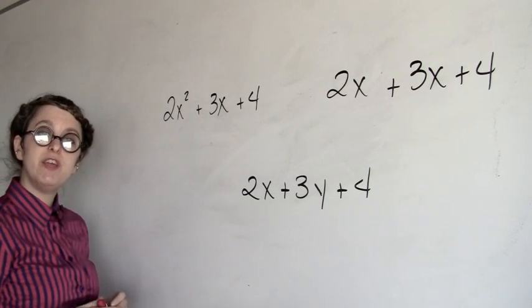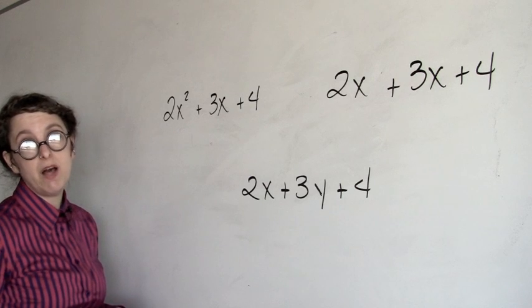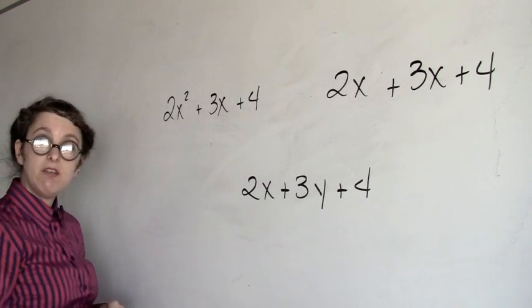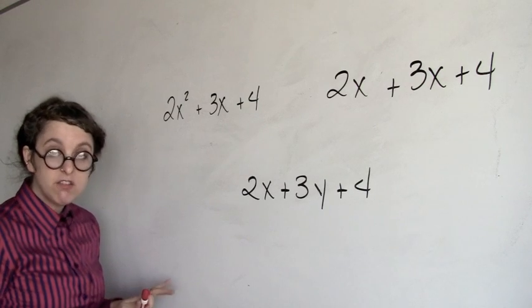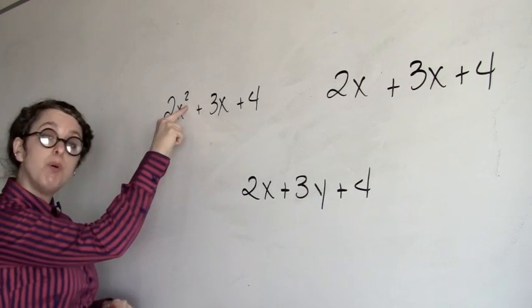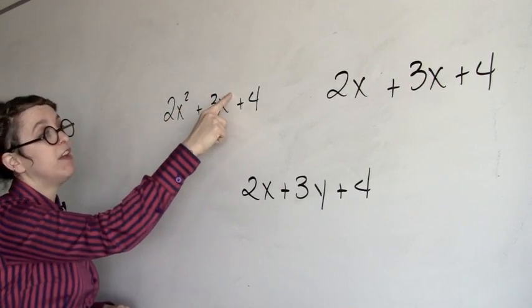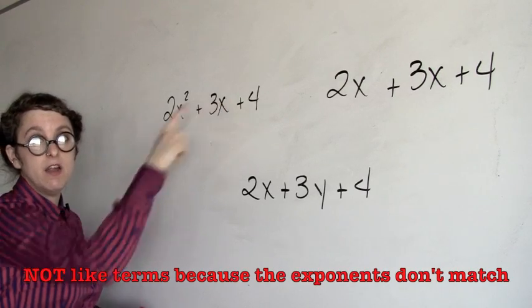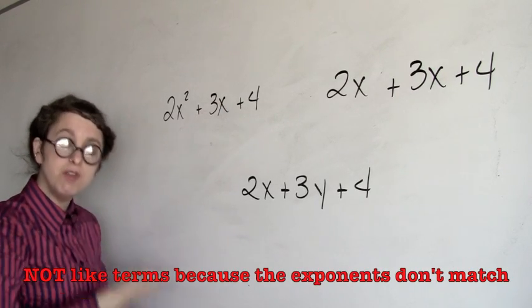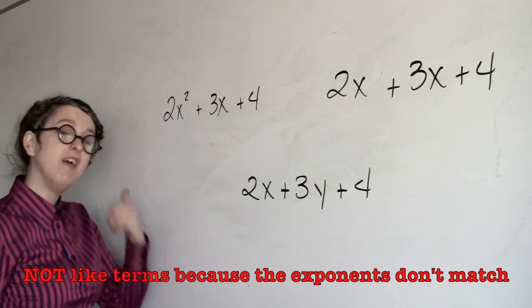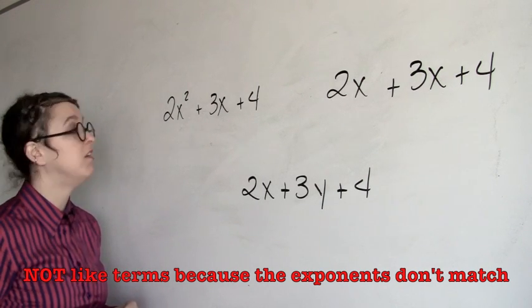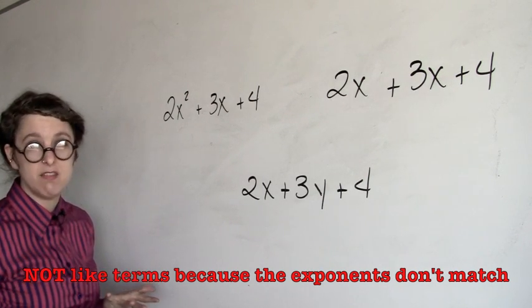This expression over here looks like it might have some possibilities. We have a couple of x's on these terms. The reason that we can't make this expression any smaller is because we have an exponent of 2 here and there's an exponent of an invisible 1 here. Because these exponents do not match exactly, we can't combine these like terms. Therefore, this expression is as small as it can get, as simplified as it can be.